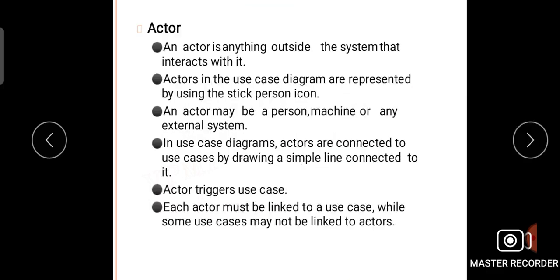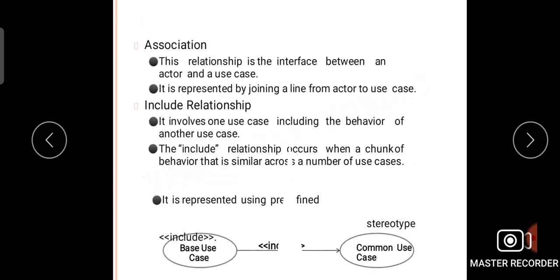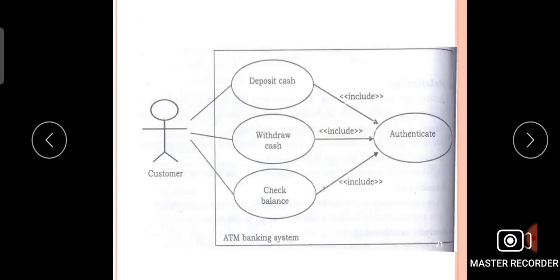Okay. Next, actor. An actor is anything outside the system that interacts with it. Actors in the use case diagram are represented by a stick person icon, and may be a person, machine, or external system. In a use case diagram, actors are connected to use cases by drawing a simple line. So here let's start the use case diagram with a figure.